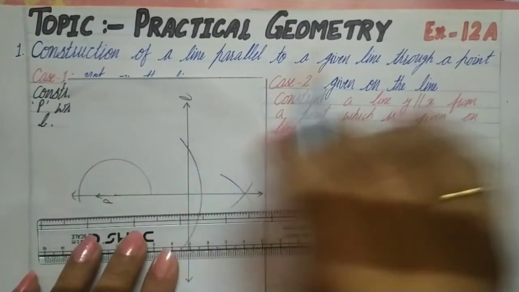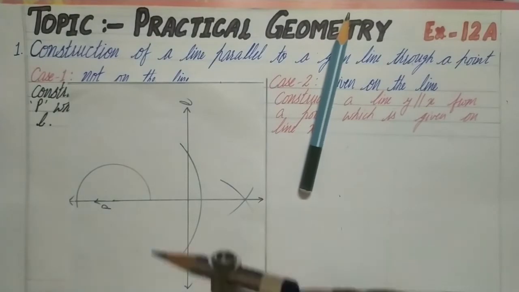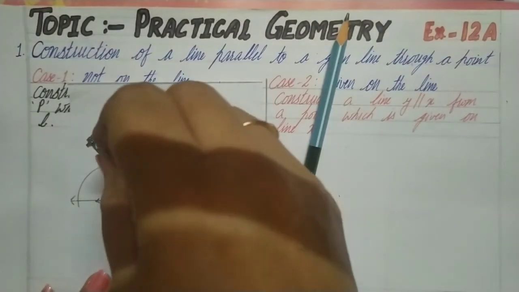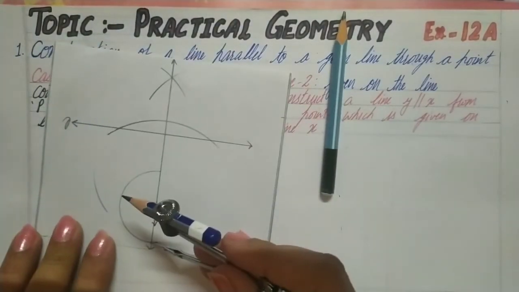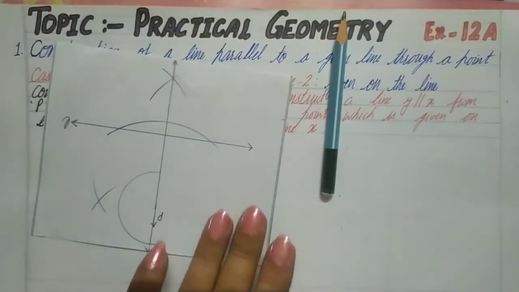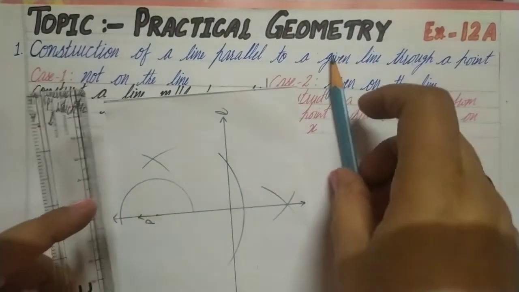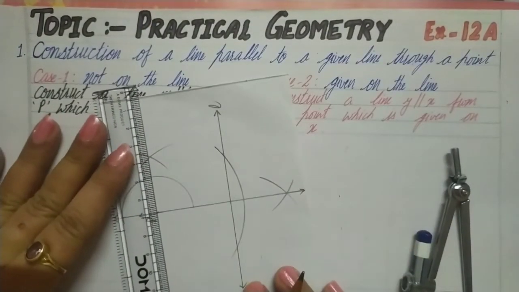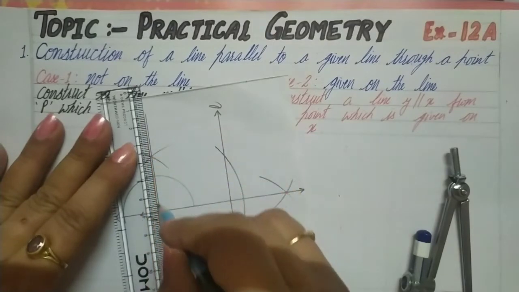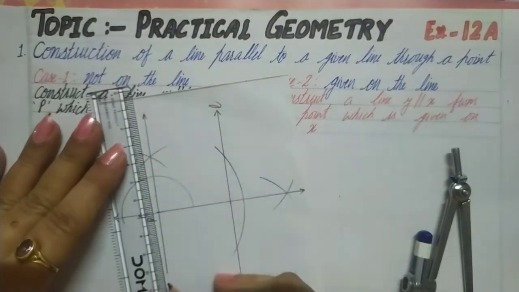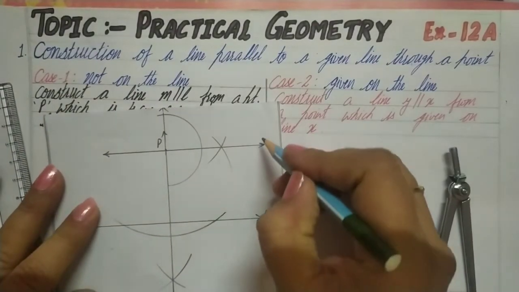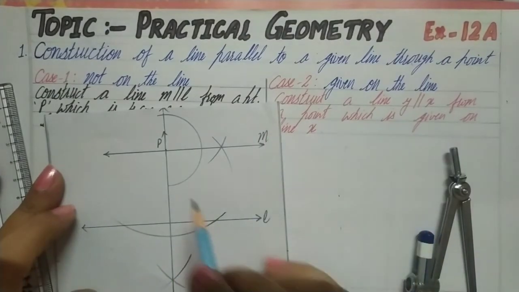Okay, now open your compass more than half of this semicircle. Then taking these 2 points as center, we'll mark two arcs outside the semicircle which will intersect each other. So this is the point of intersection of these two arcs. Now draw a line passing through point P and this point of intersection. So this is our required line M, which is parallel to line L.